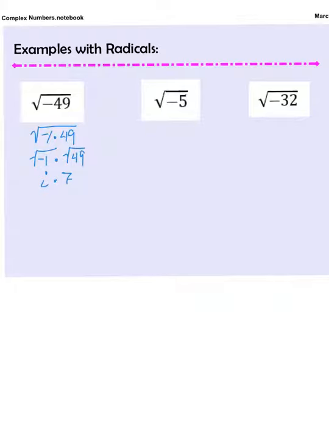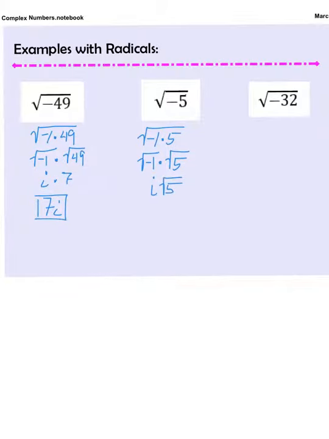But we cannot write i7 because i looks like a variable and it has all the properties of a variable, and so we always have to write the number in front of the variable. So the answer is 7i. So now for the square root of negative 5, again, you're going to split that into negative 1 times 5. Then this splits into the square root of negative 1 times the square root of 5. The square root of negative 1 is i. You can't take the square root of 5.